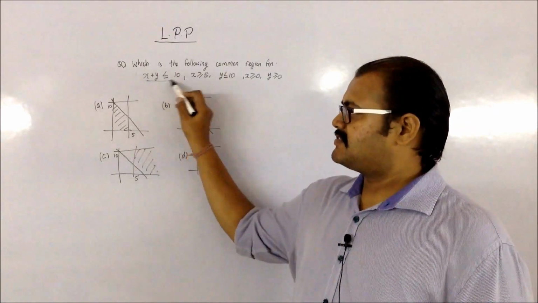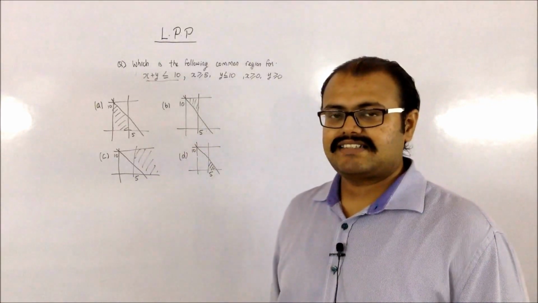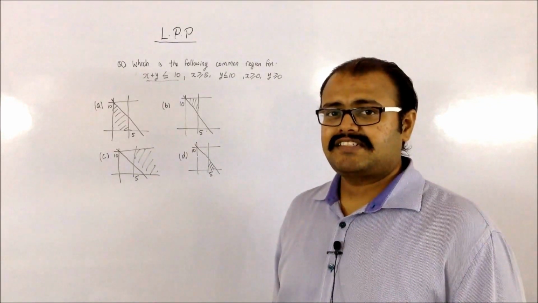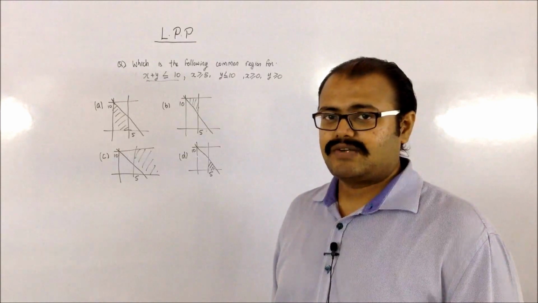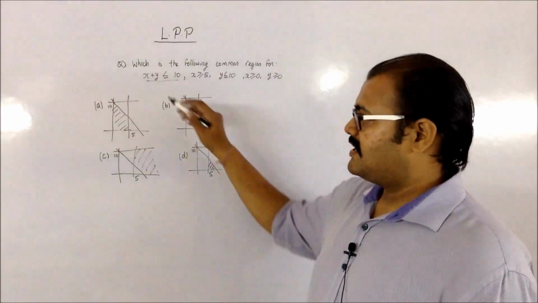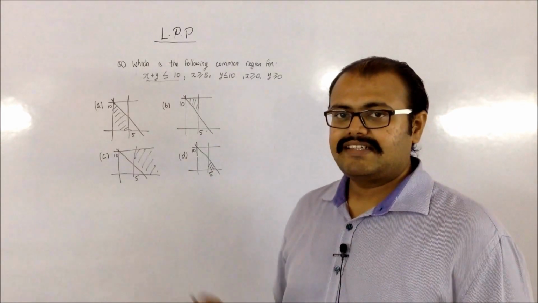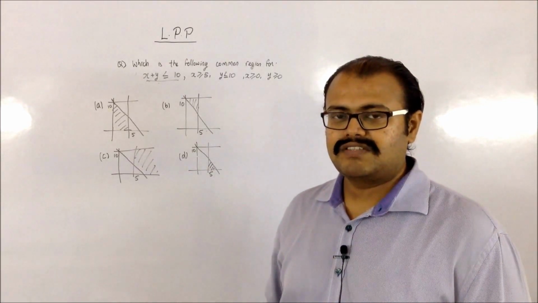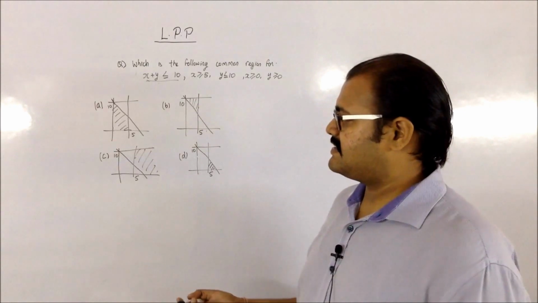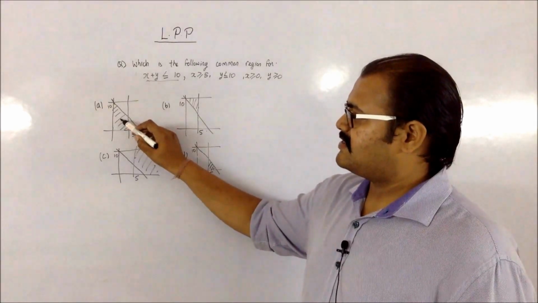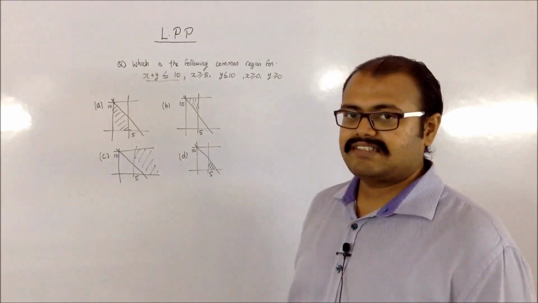Now let us consider the first equation, that is x plus y is less than 10. In that, if I substitute the value of x as 0 and y as 0, that is the origin, then I will be getting 0 less than 10. So that means the area which is towards the origin is going to be present in the solution. So that means either option A or option D is possible.